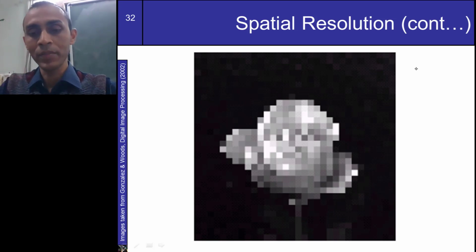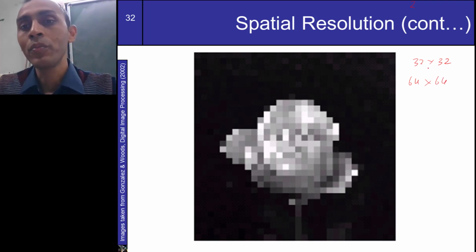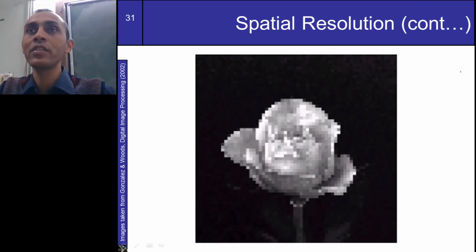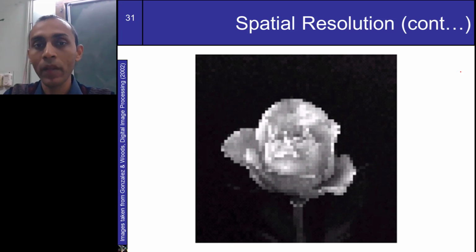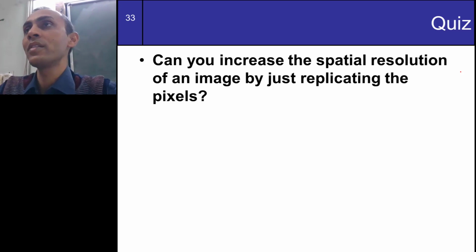So for example, let us say you have a 32 by 32 pixel image, and we want the next higher resolution, which is 64 by 64. To resize this 32 by 32 to 64 by 64, we can just replicate every row and every column. So will that be the same image as the actual 64 by 64 image? No, because just specifying the number of pixels doesn't mean you have a higher spatial resolution.